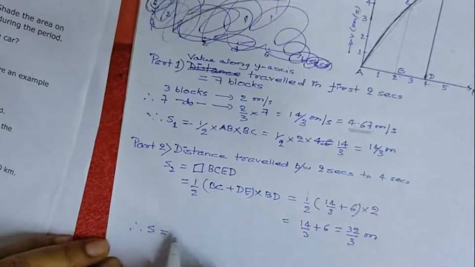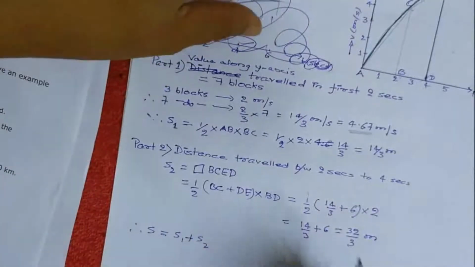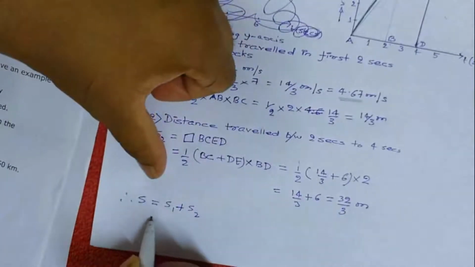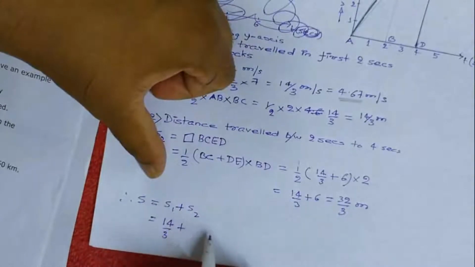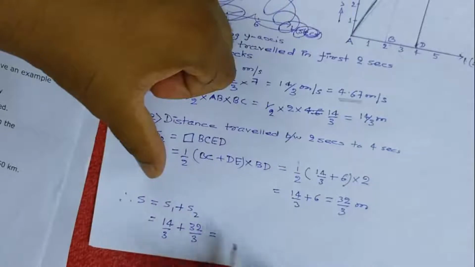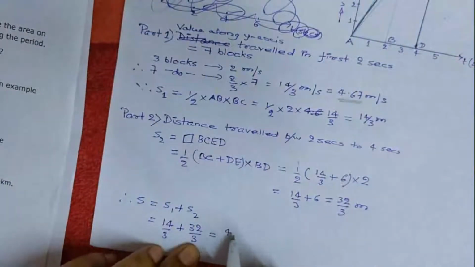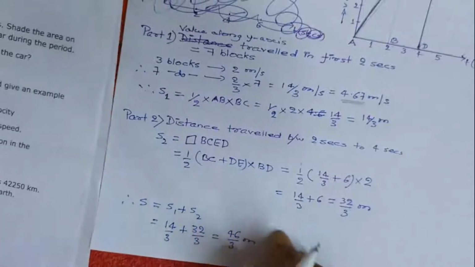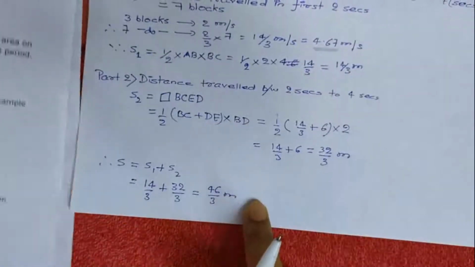What is the total distance which is covered? Hence we can calculate S equal to S1 plus S2, which is equal to how much guys? It will be 14/3 plus 32/3. So it will come out to be how much? It will come out to be 46/3 meter. So we are done with calculation of part A. We are done with the answer of part A.